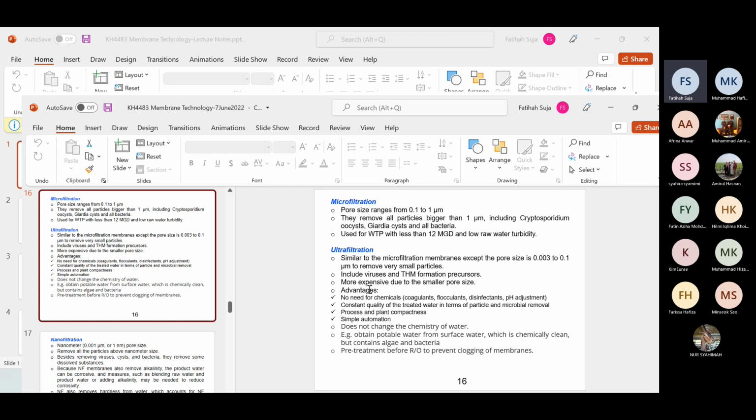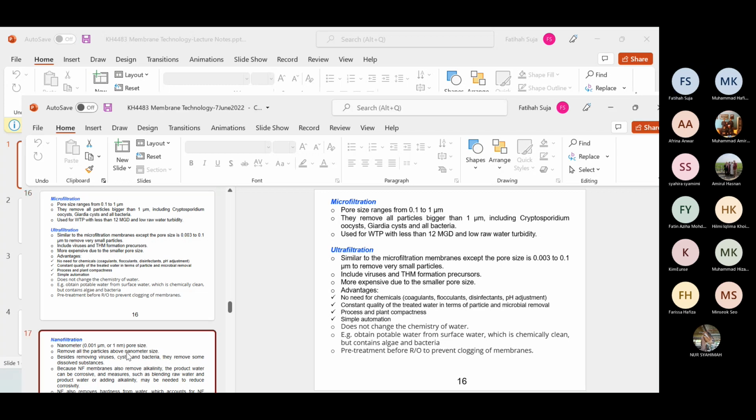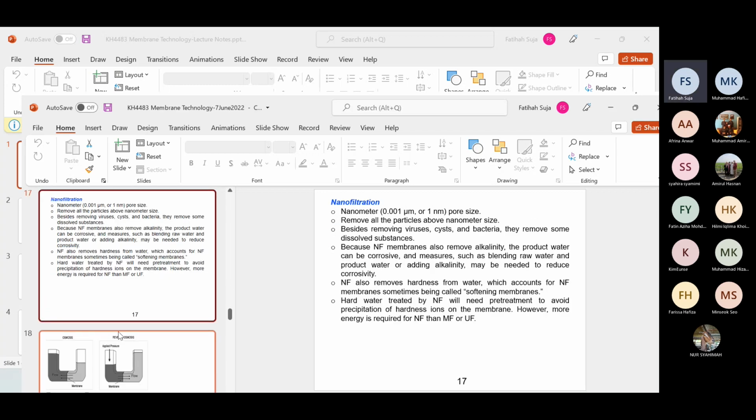So that's why you will use the pre-treatment, the ultrafiltration, and then you decide to have a reverse osmosis in series. Okay. And then this is nanofiltration. You see the pore size is 0.01 to 1 nanometer. Remove all the particles above nanometer size. Besides removing viruses, cysts and bacteria, they remove some dissolved substances.